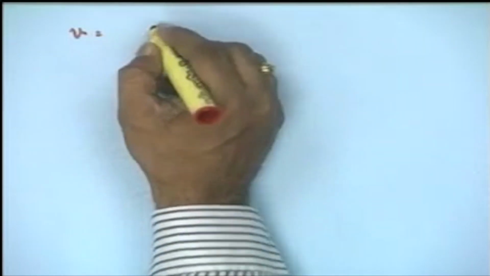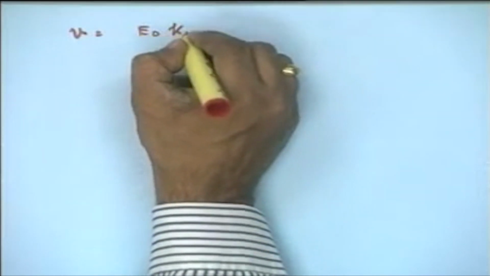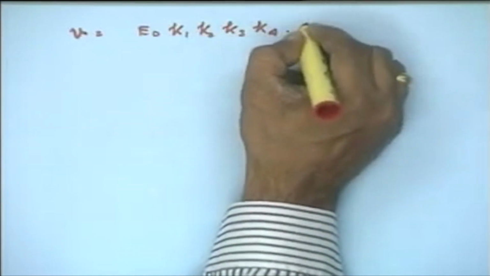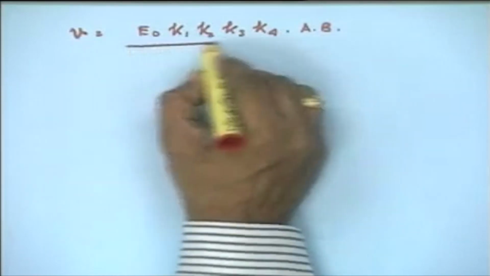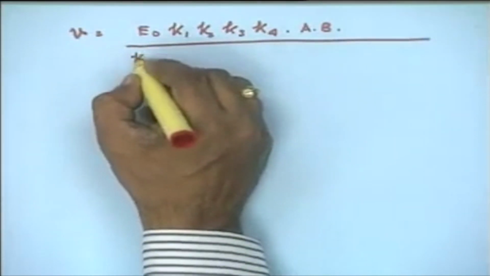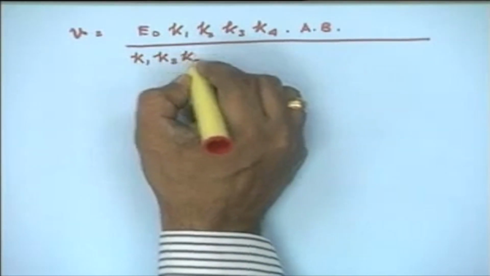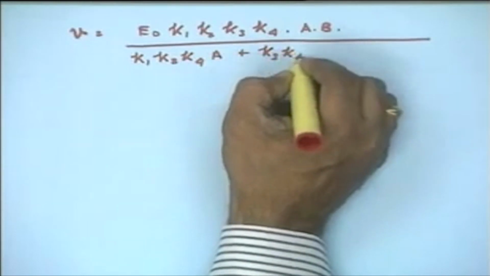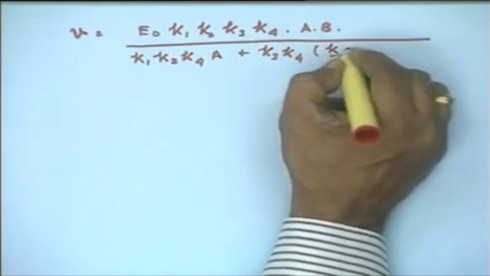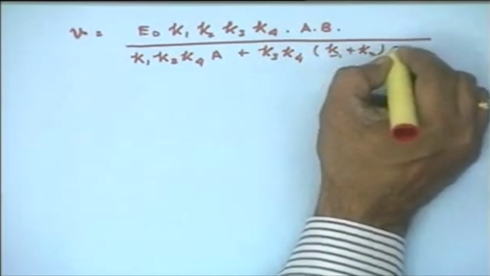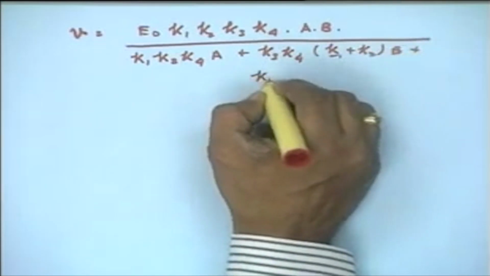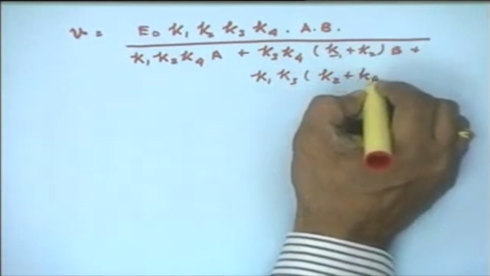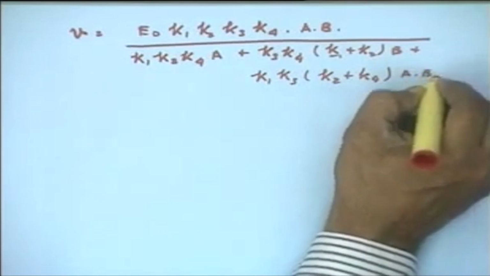E naught, K1, K2, K3, K4 into A into B whole upon K1, K2, K4 into A plus K3, K4, K minus 1 plus K2 into B plus K1, K3, K2 plus K4 into A into B.